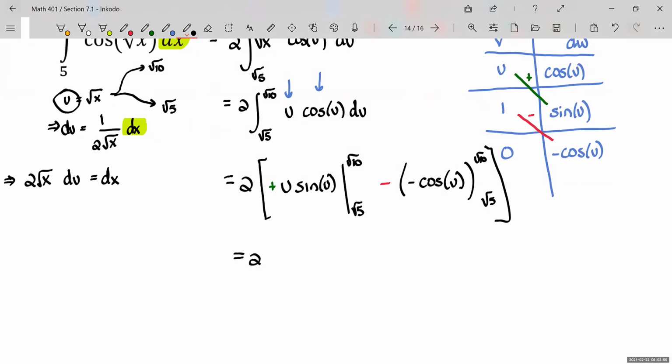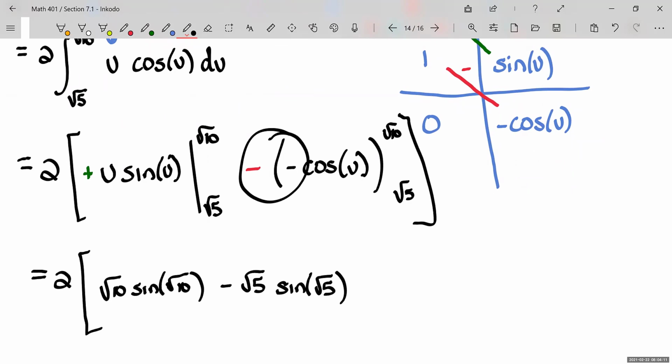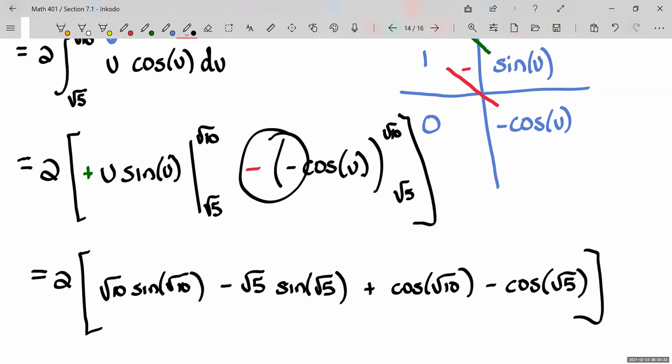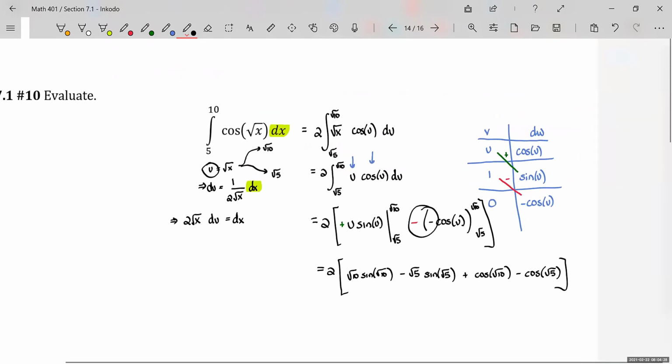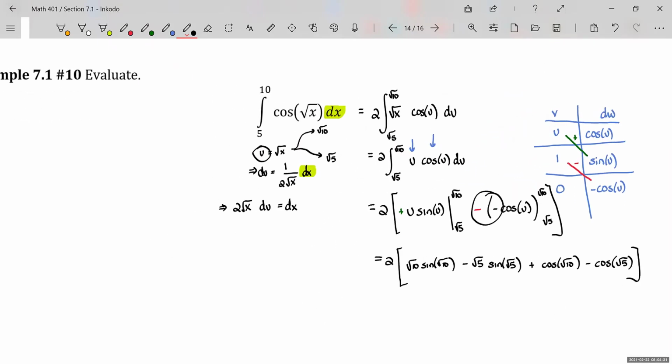It's 2 on the outside. Plugging in root 10 here: root 10, sine of root 10. And minus root 5, sine of root 5. You don't know what those are. That's exact form. Just leave it. And then remember, this is going to be a plus. So plus, plug in root 10, cosine of root 10. And then minus, plug in root 5, cosine of root 5. Again, this is exact form. You could just leave it just like this. Nothing wrong with that. And that would be the area underneath the cosine of root x from 5 to 10.